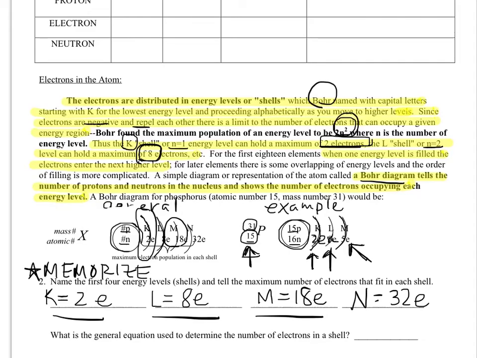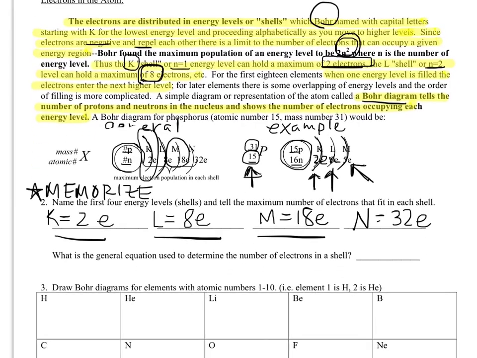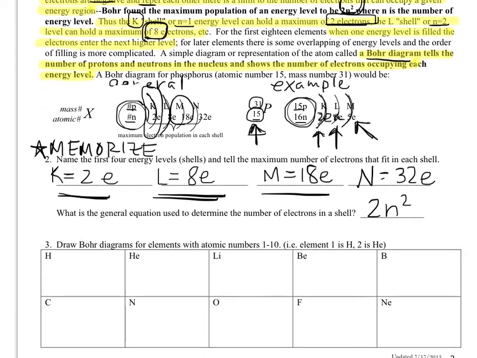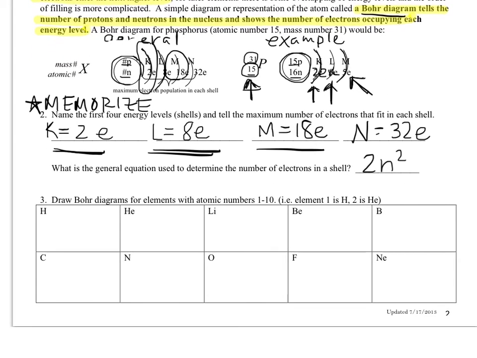Okay? All right. So it asks what is the general equation that we use to figure out that 2 could go in the first shell and 8 in the second shell and so on and so forth. It's 2n squared. Again, don't get all scared that I'm going to make you do a calculation with that. I'm not going to.